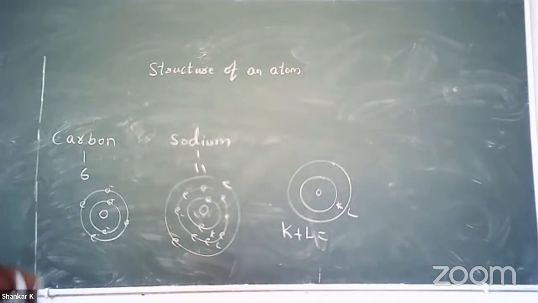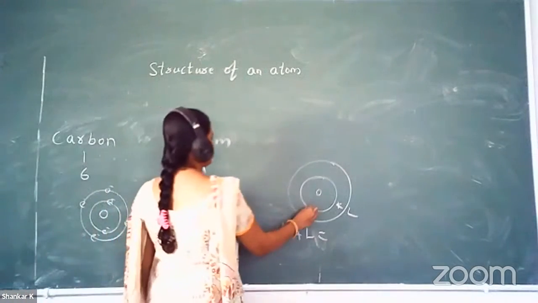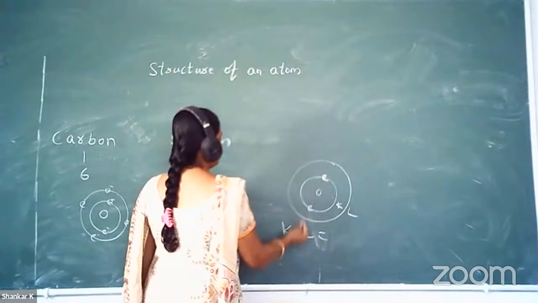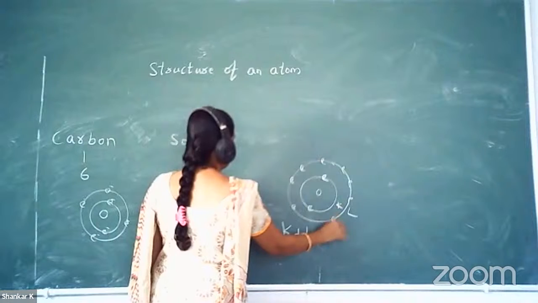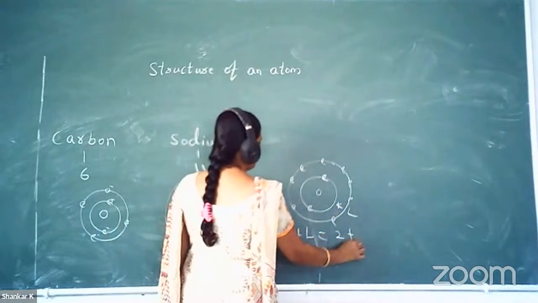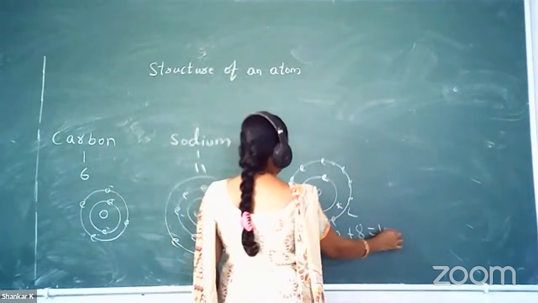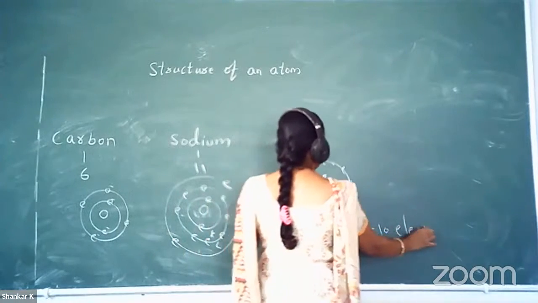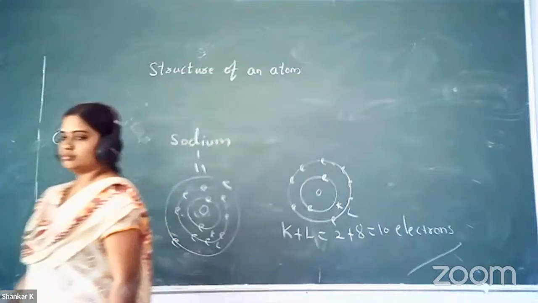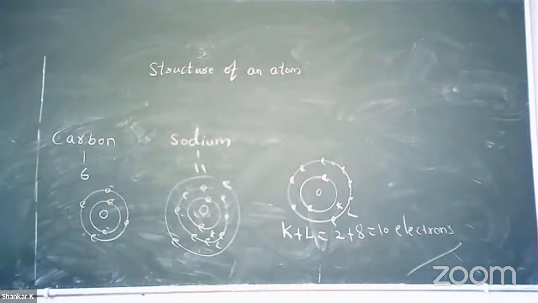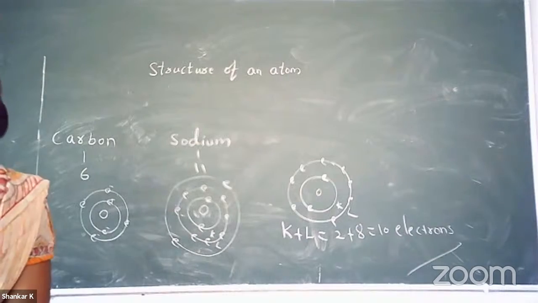K means how many should be? 2 electrons should be there, it is full. L means how many? 8 electrons should be there, it is full. Then we say, 2 plus 8 is equal to 10 electrons. Are you listening, students? Yes, ma'am. Why are you keeping quiet, students?